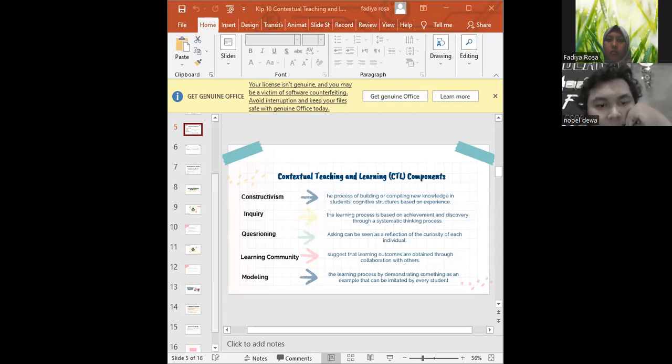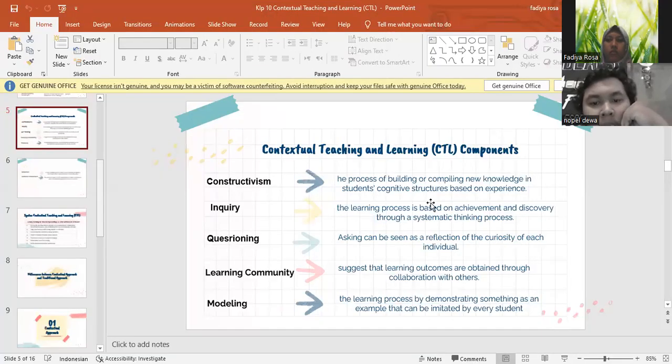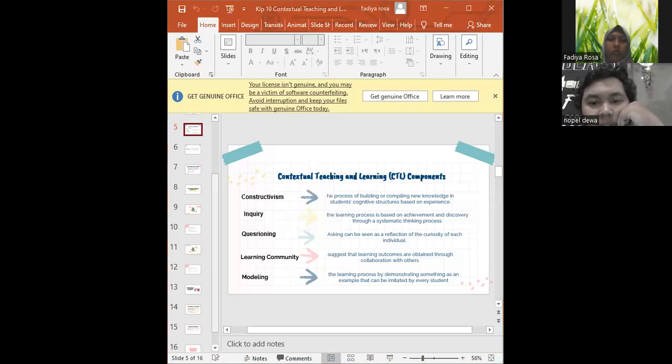Then the second is inquiry. Inquiry is a learning process based on the search for discovery through a systematic thinking process, transferring from observation to understanding. Students learn with critical thinking skills. In this case, the teacher must plan a situation so that students learn with procedures for recognizing problems, answering questions, using research, preparing thinking frameworks, hypotheses, and explanations that are relevant to experience in the real world.